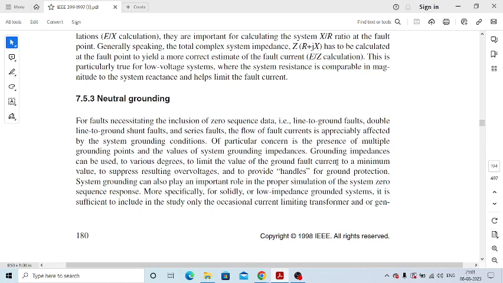Then the second one is the winding configuration. In our electrical system we have two types of circuit, one is the star circuit and another one is the delta circuit. The winding configuration of a transformer is one of the important things we have to model accurately in the software when we are doing the short circuit analysis.